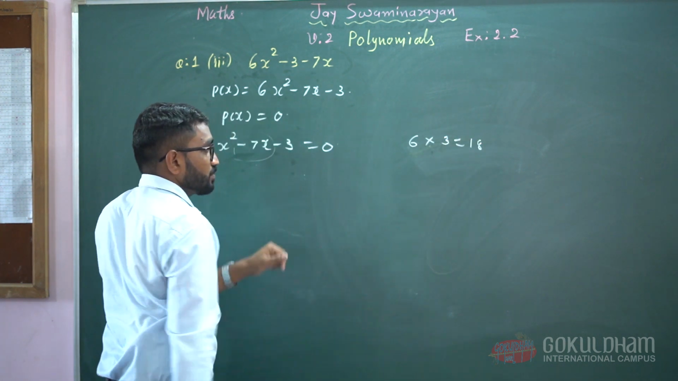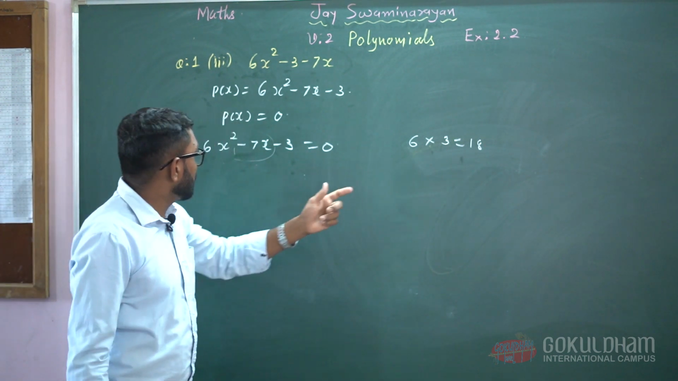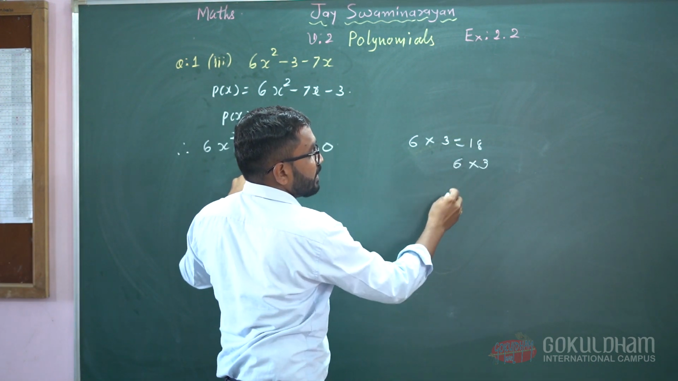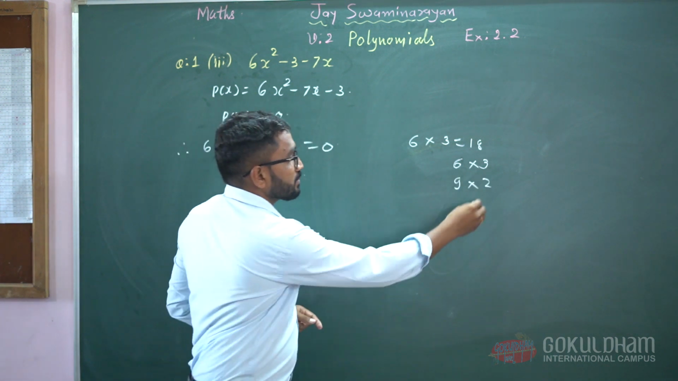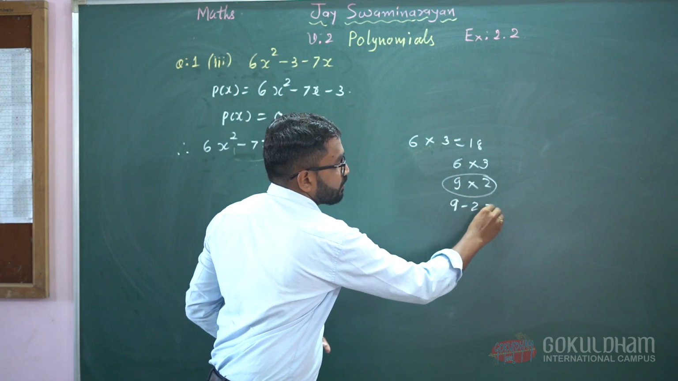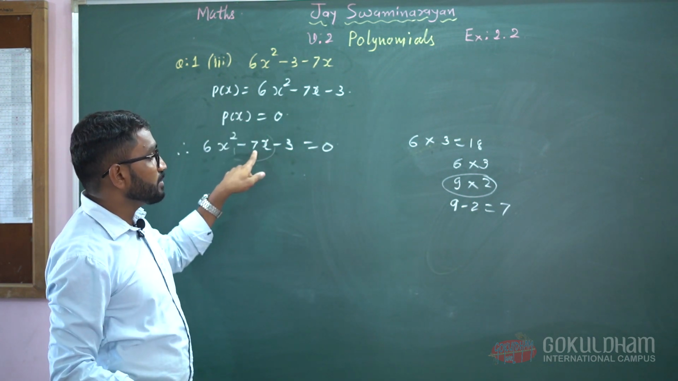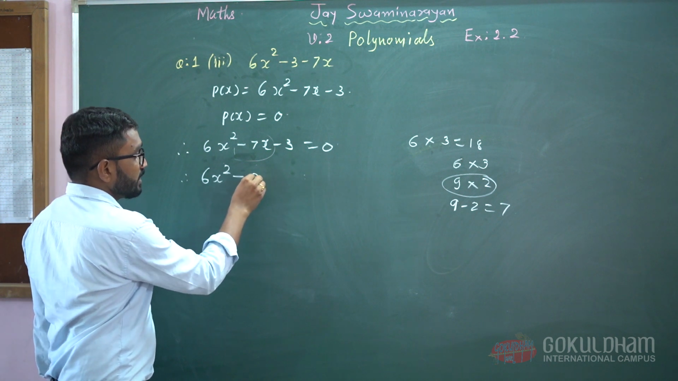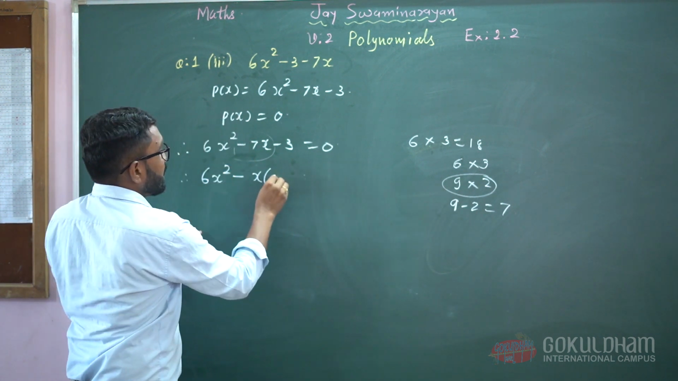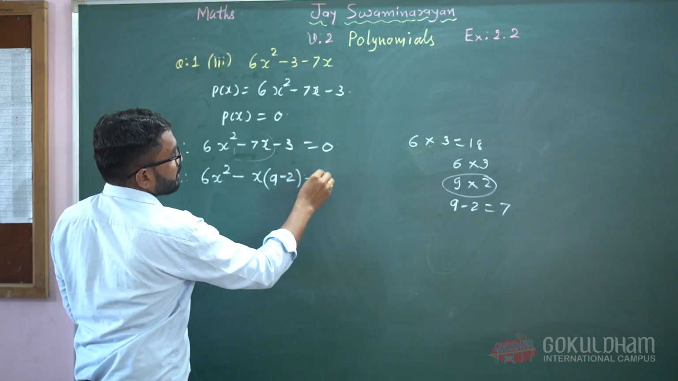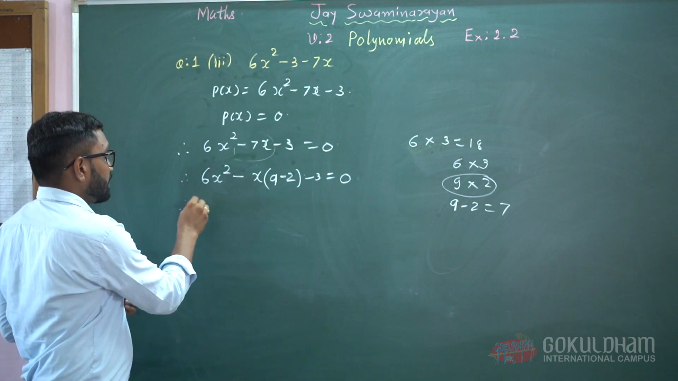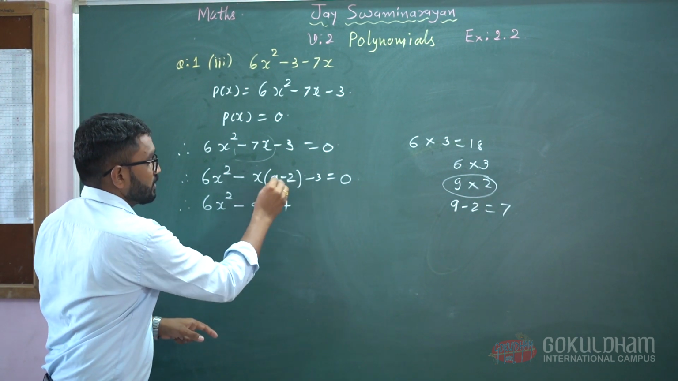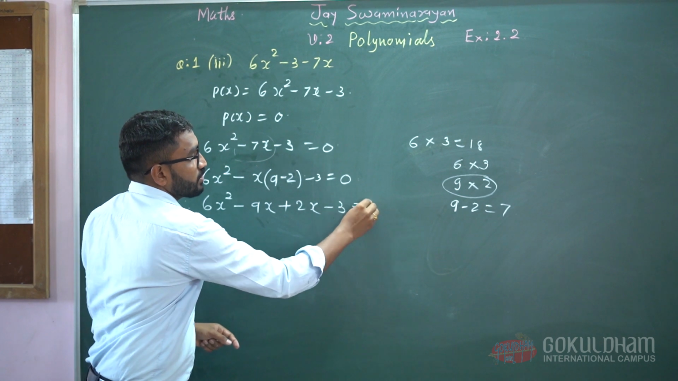6 threes are 18. So we have to factorize 18 in such a way that it gives us the 7 in the middle. 6 threes are 18, and 9 twos are 18. So here 9 minus 2 equal to 7. So in place of 7 we write 9 minus 2. So 6x square minus, in place of 7x, 9x minus 2x, minus 3 equal to 0.